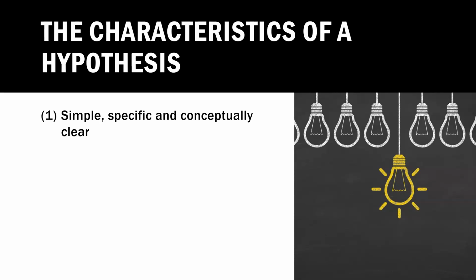A hypothesis should be simple, specific, and conceptually clear. There is no place for ambiguity in the construction of a hypothesis, as ambiguity will make the verification of your hypothesis almost impossible. It should be unidimensional, that is, it should test only one relationship at a time. To be able to develop a good hypothesis, you must be familiar with the subject area. The more insight you have into a problem, the easier it is to construct a hypothesis.